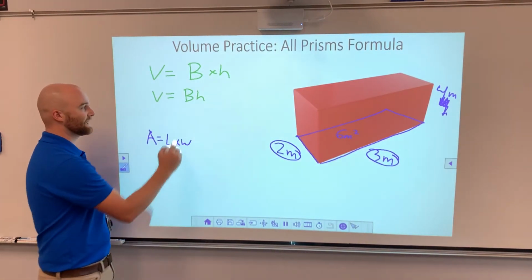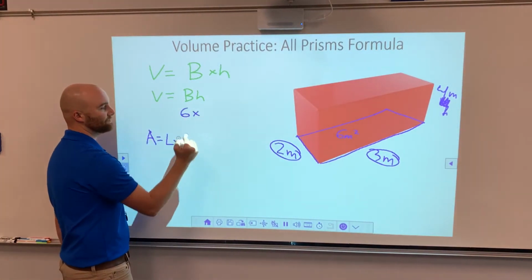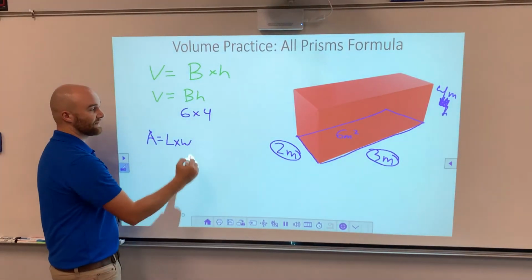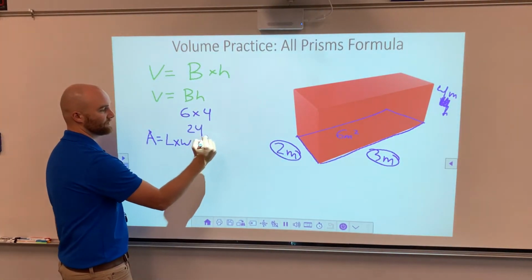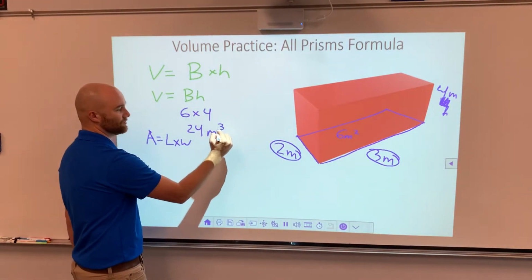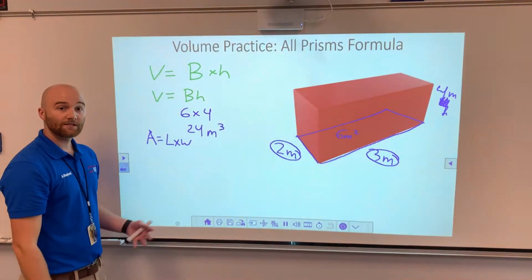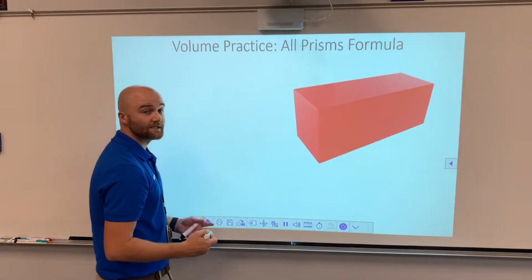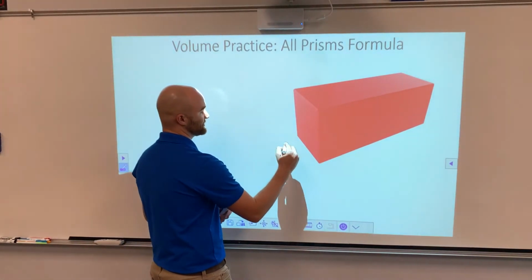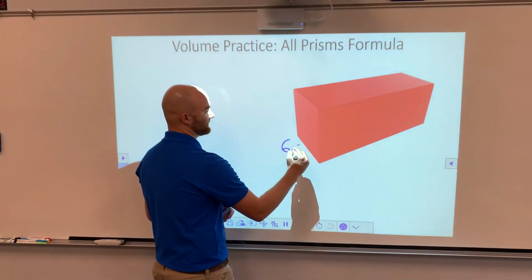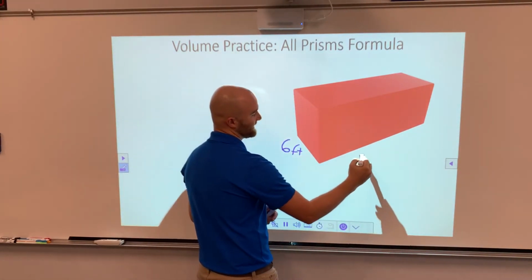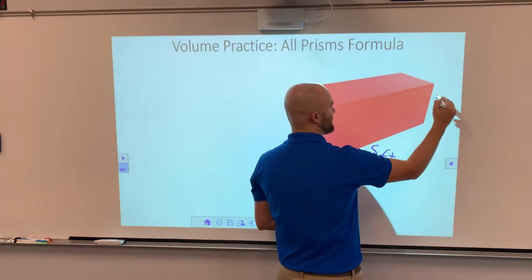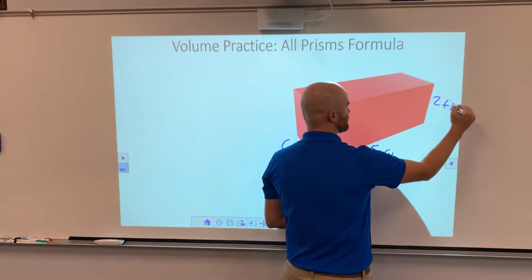Then in order to find my answer, I'm just going to plug in the other part, which is my height of 4. 6 times 4 gives us 24 meters cubed. All right, let's try another one. This time, let's try the numbers 6 feet by 5 feet by 2 feet.